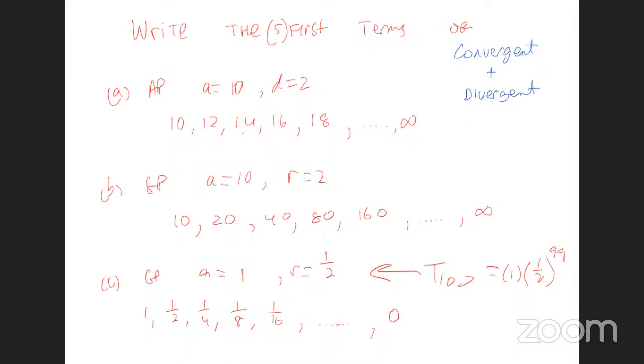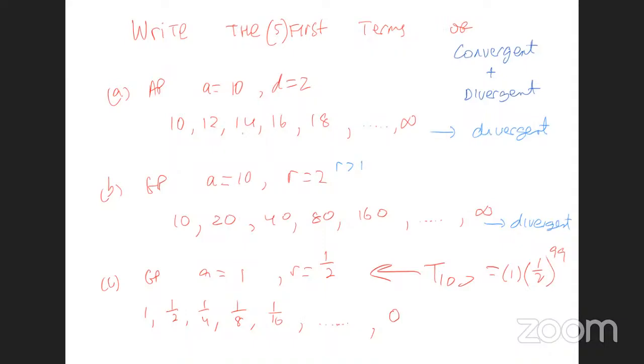So what does this say? Well, this says a few things. It says that an AP appears to always be divergent. It means it's always just going to keep getting bigger and bigger, going away from a particular value, going to infinity. So that means it'll be divergent. A GP, when R is more than 1, appears to also be divergent.